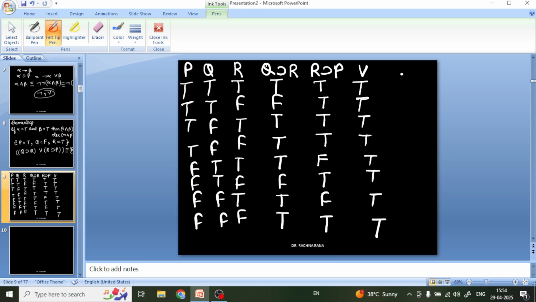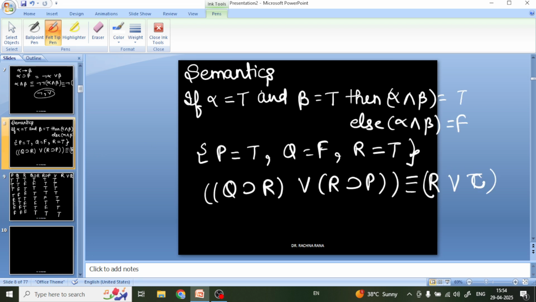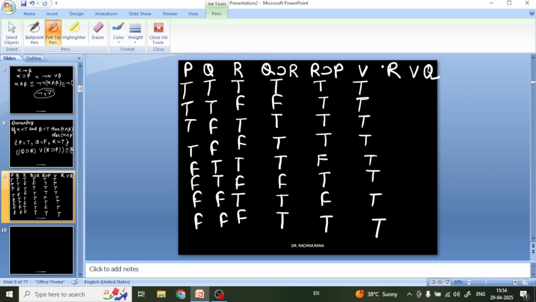And on the other side, R or Q. Here is not T, not Q. R or Q: true, true, true, true, true, true, true, and true. You can say that both are equal. Thus, we find these are equal.